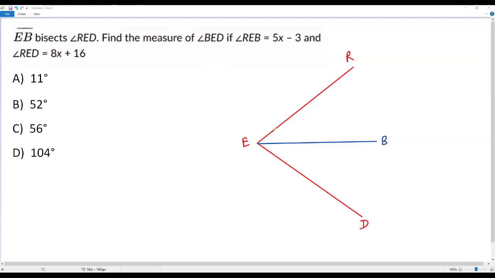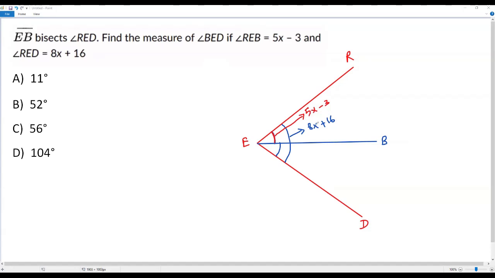That is, the measure of the angle over here and the measure of the angle over here must be equal, because this complete angle has been divided into two equal parts by this line segment EB. We know the measure of this complete angle, angle RED. It is given in the question, that is 8x + 16. And we also know the measure of angle REB, that is 5x - 3.